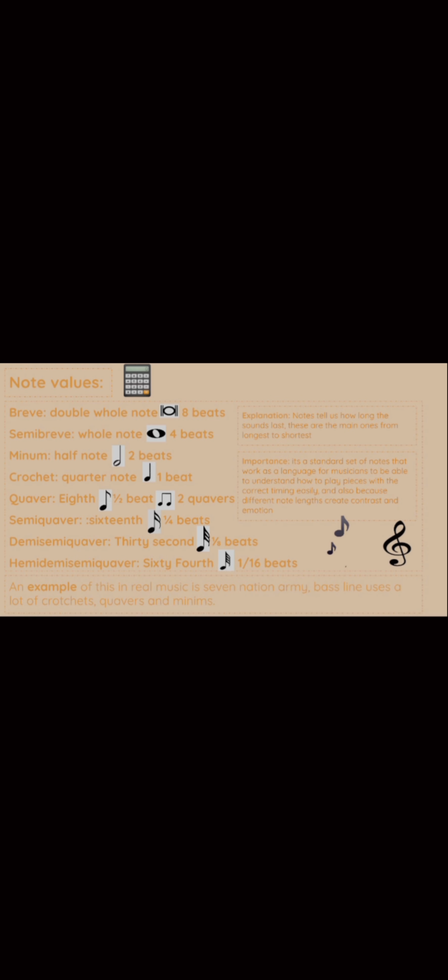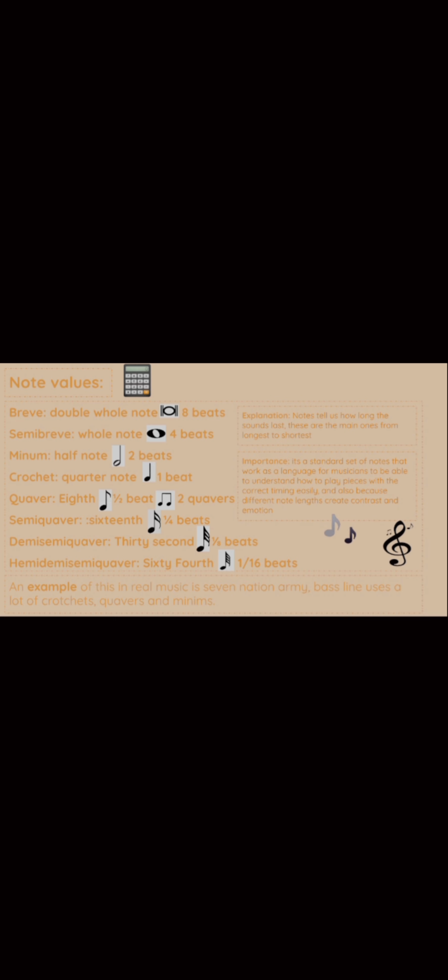Firstly, we have breves. A breve is a double whole note. It has 8 beats, so it would sound like this: 1, 2, 3, 4, 5, 6, 7, 8. Then we have a semibreve, which is a whole note, which is 4 beats.